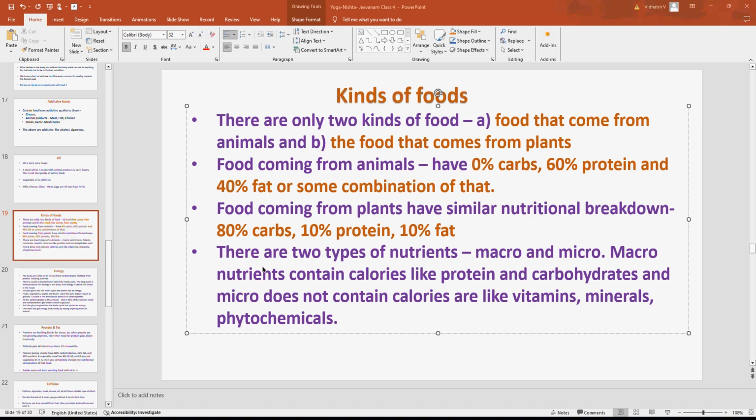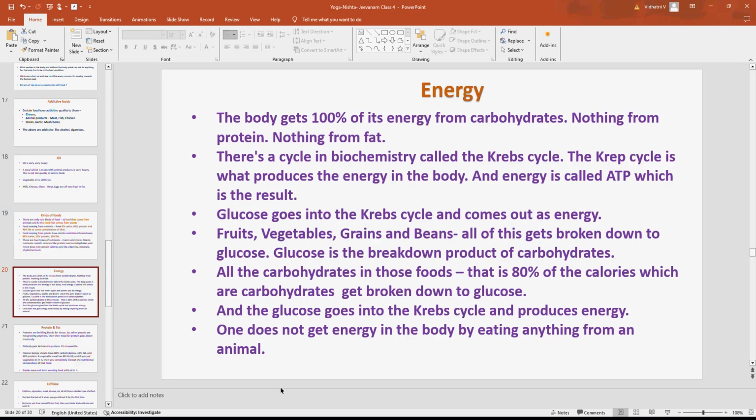Even vegetable oil, though it comes from plants, is 100% fat. It doesn't have any protein, carbohydrates or other nutrition. So that is the breakdown. We already talked about it last week, so I just want to remind you. And then we also started talking about energy.